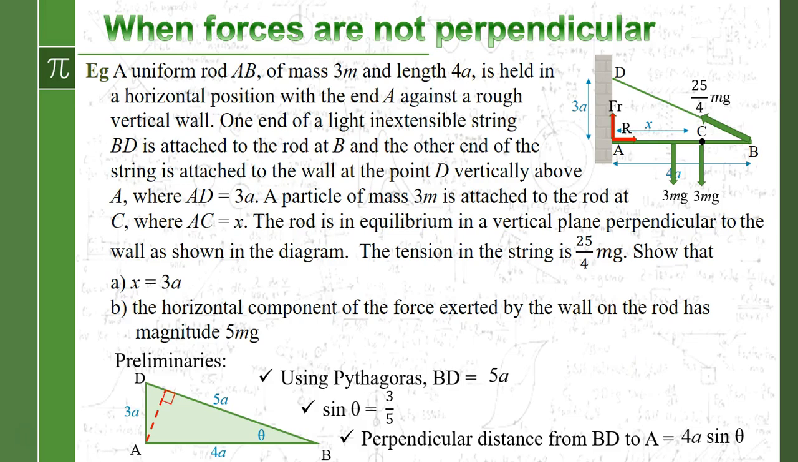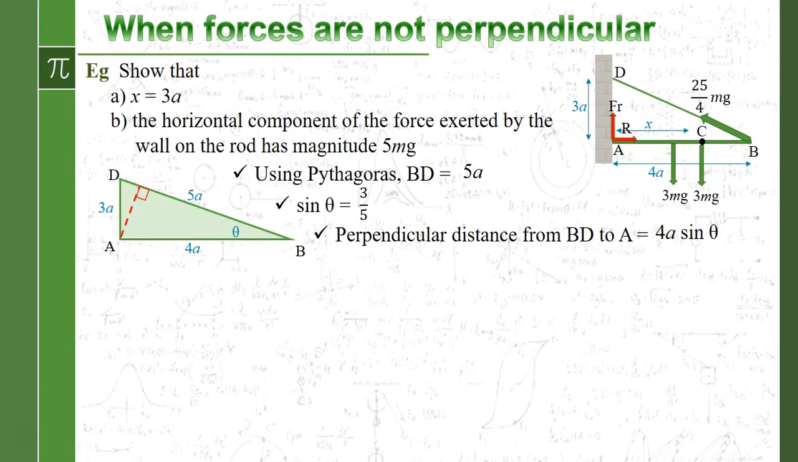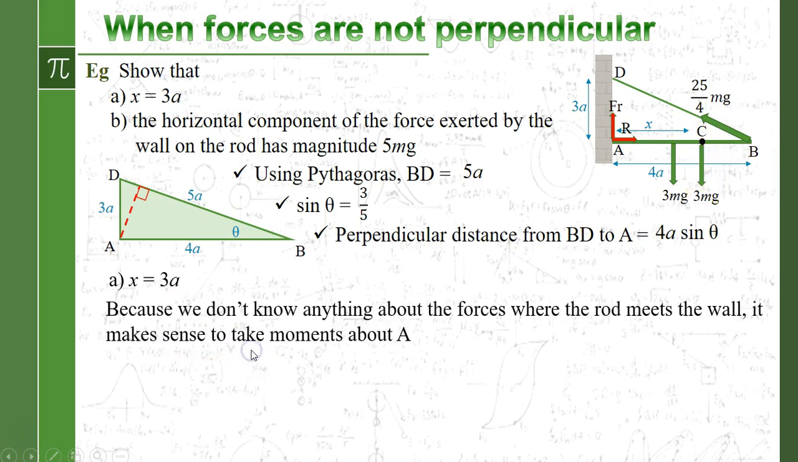Right, so on we go, and the first thing I'm going to do is prove that the distance from the wall to our mass, which is hanging at C, is 3a. So let's take some moments about A, because we don't know anything about the forces here, and also by taking moments about A it takes out those two values and simplifies things a little bit. So let's have a think about what's going on at A.